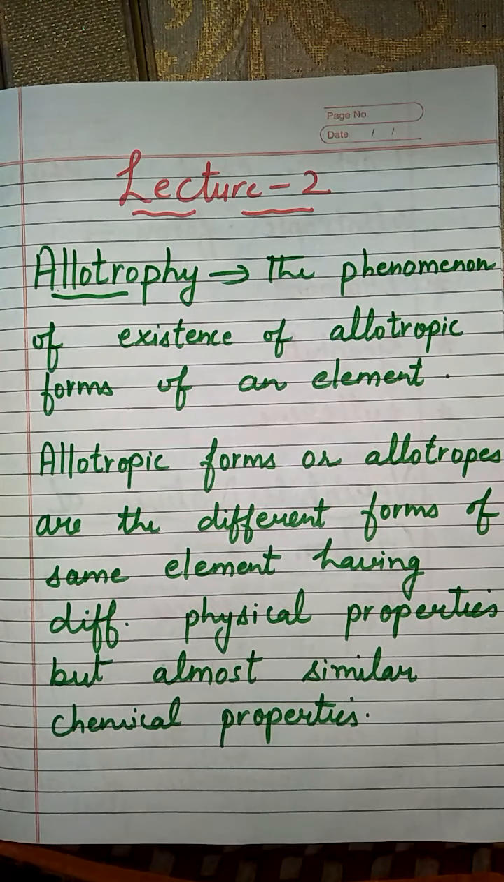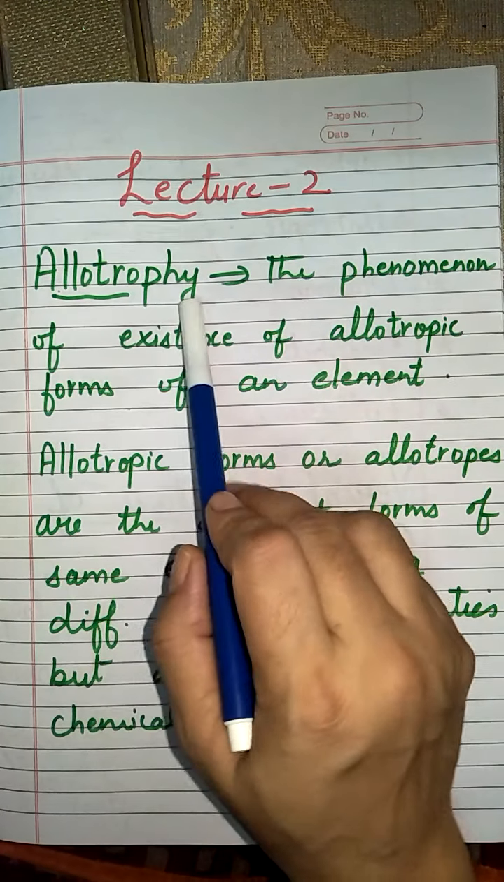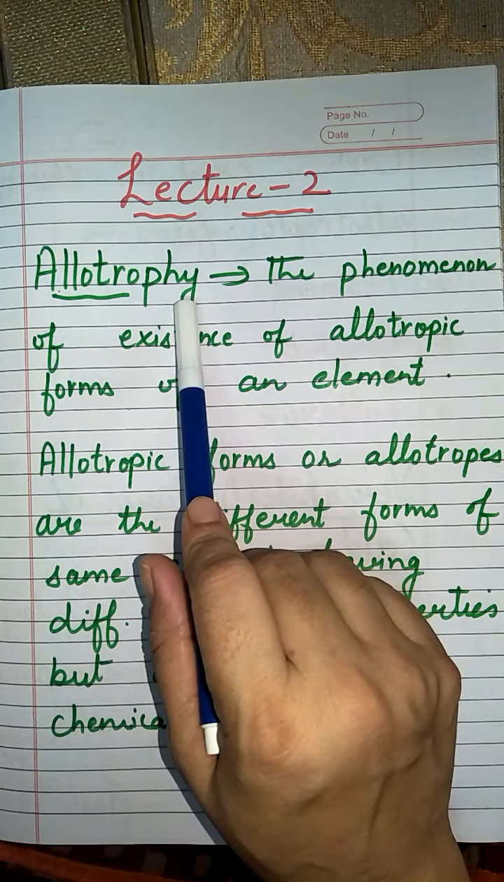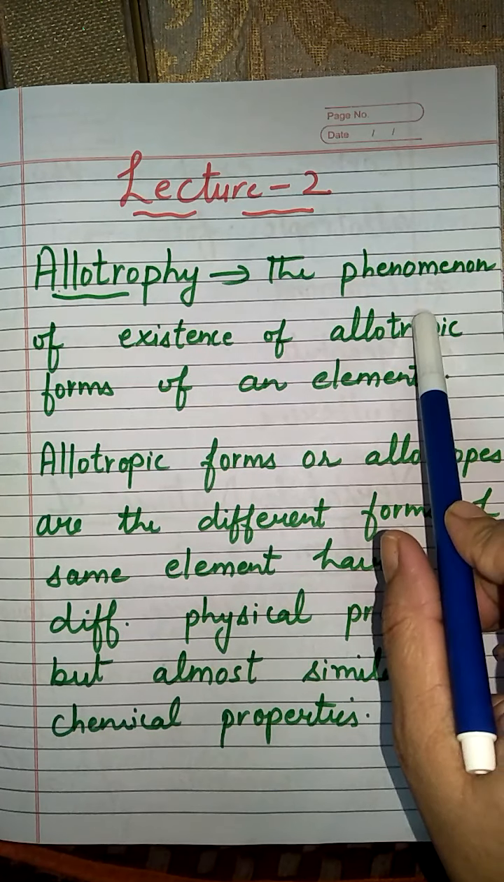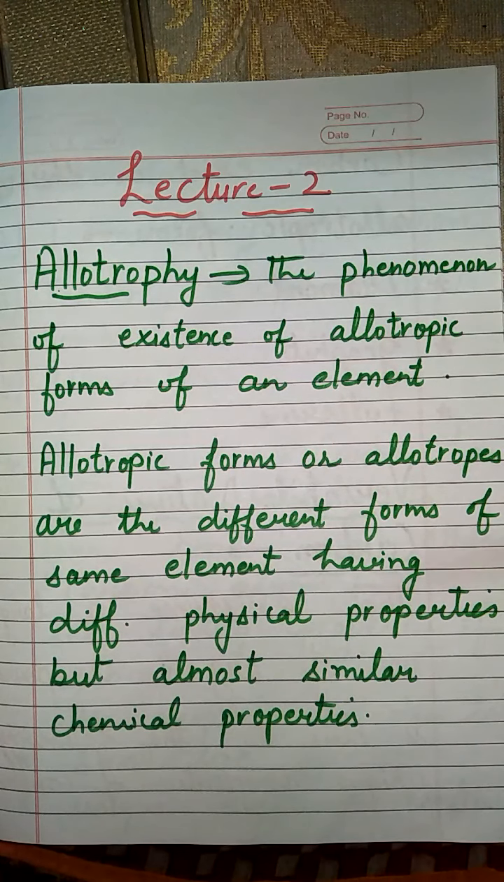Hello, dear learners. Today we are on the second lecture of the chapter Carbon and its Compounds, and we are going to discuss here an important property, that is allotropy. What is allotropy? Allotropy is the phenomenon in which different forms of an element exist. That means the different allotropes, the different forms which are exhibited, are going to show the same chemical properties, but physically there will be differences between them.